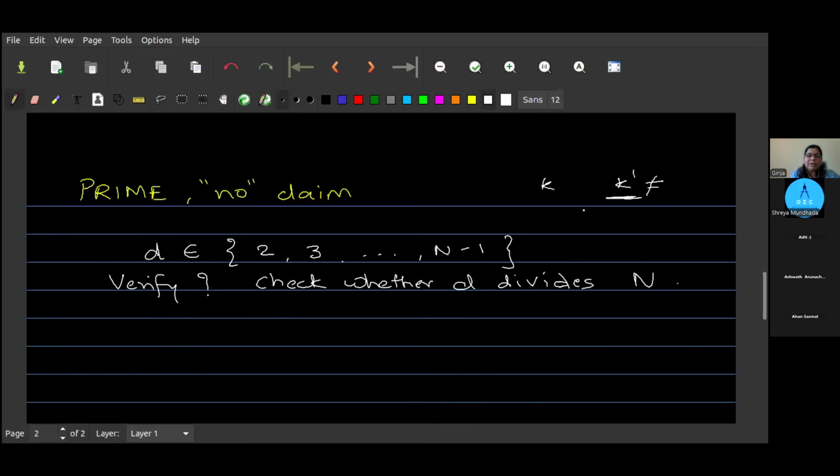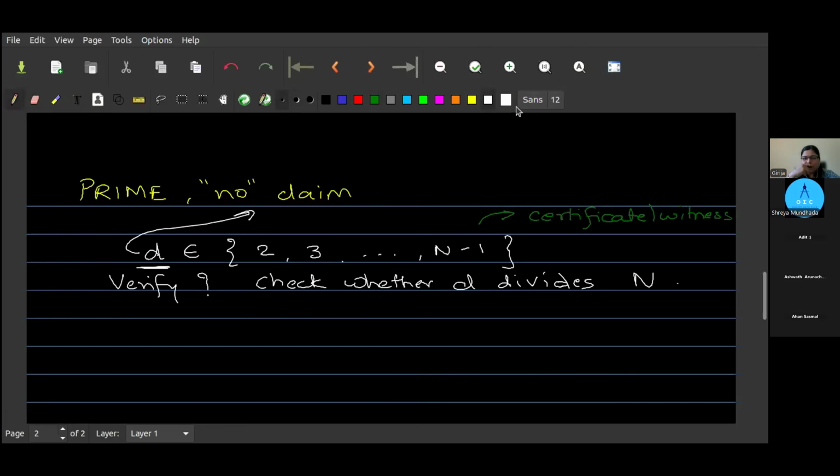But that doesn't tell you anything about whether the answer is true. The answer is yes. So d has to be correct. D has to support this claim. It cannot be some arbitrary number, right? D has to support this no claim. It has to be indeed a divisor, then only this verification will go through. So this D is called a certificate because it certifies that the claim is true. It is also called a witness, but yeah, certificate.